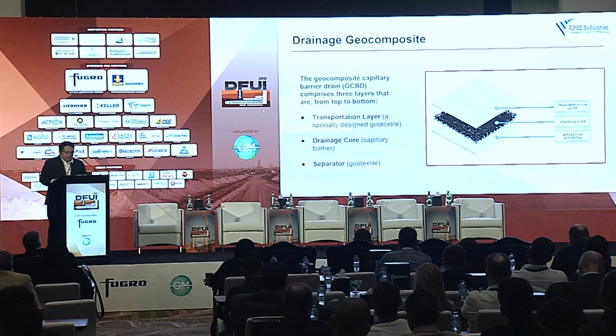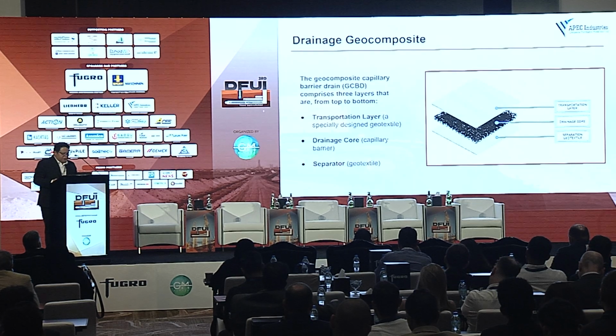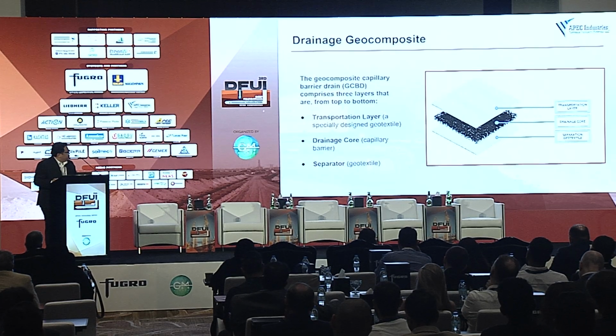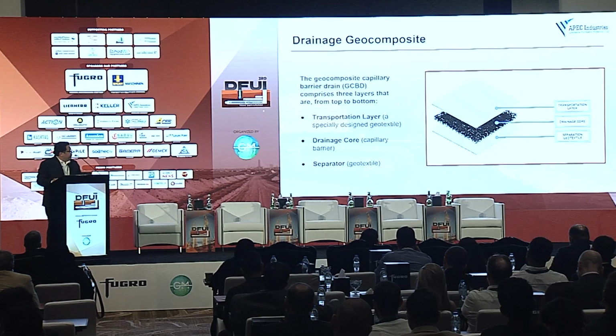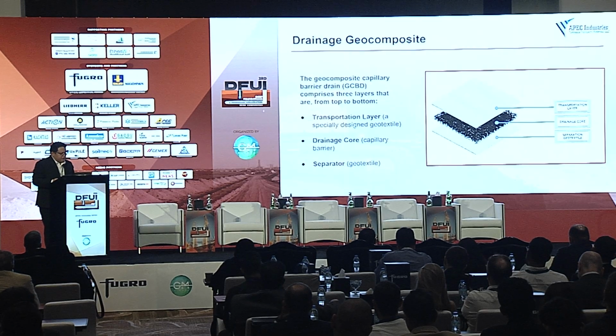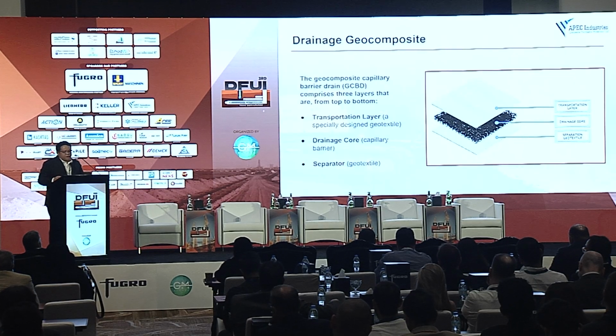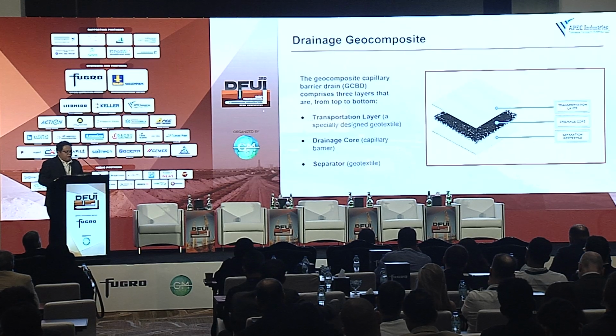So the first component is the filtration layer. Usually it is a geotextile, which allows water entry while preventing soil intrusion. The second is the drainage core, which provides the in-plane flow path for the water movement. And the third is the separation or protection layer, which protects the core and prevents any clogging in the system itself. Together, these components provide efficient drainage performance while maintaining the long-term durability and stability of the pavement.